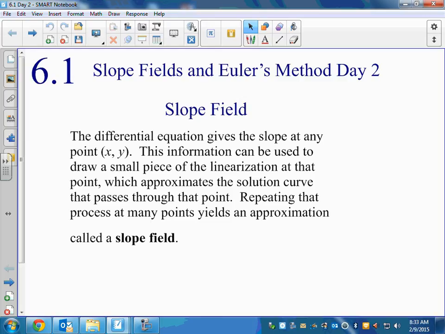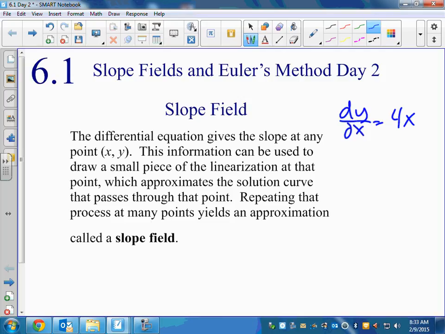So here's what your book says about slope fields. The differential equation gives a slope at any point, right? Like if I said dy over dx equals 4x, then we could plug in different values of x and find the slope at each point, right? We've been doing that for a long time. So if I said, what is the slope at x equals 0, you could tell me the slope would be 0.